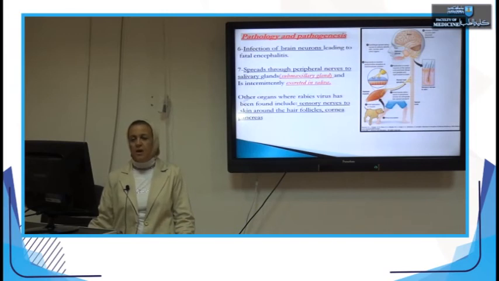Other organs where rabies has been found include the sensory nerves around the skin of the hair follicles, the cornea, and the pancreas. Here we can see the virus, after replicating in the brain, descends through the sensory nerves to reach the skin, innervating the area around the hair follicles. So the virus is present in large amounts around the hair follicle through its descent via the sensory nerves innervating the skin.